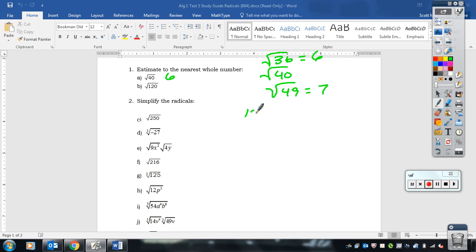Same thing for 120. 120 is right by the square root of 121 and the square root of 100, which is between 10 and 11. Now it's much closer to 11 than 10. So let's say the nearest one is 11.